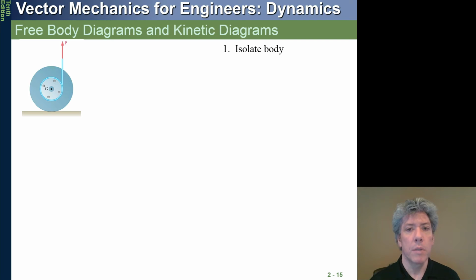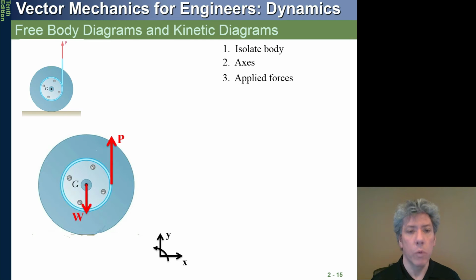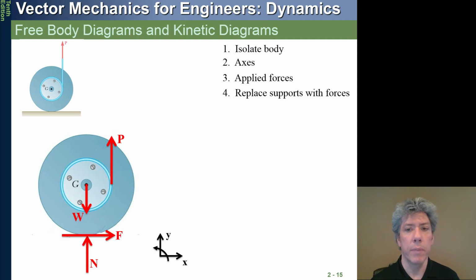Okay. So first, isolate the body. There we go. Draw the axes. There we go. Apply forces, weight and the pulling force P. Replace supports with forces. Well, the only place there's support is in the contact between the ground and the wheel. So there we go. Now we have to be careful here. There is friction, so there's a normal force and there's a frictional force.